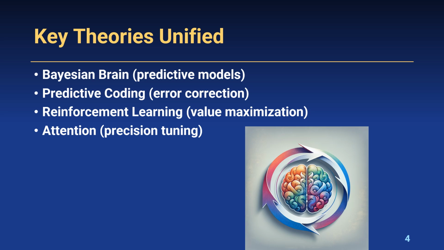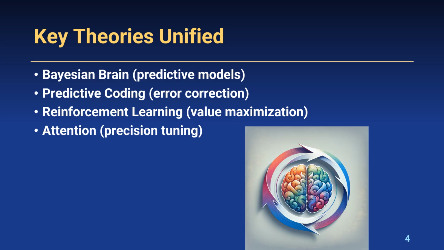Attention is explained by the brain's estimation of precision, or the reliability of prediction errors. Neuromodulators like dopamine and acetylcholine adjust synaptic gain, effectively tuning how much influence certain signals have on updating the brain's internal models. This links attention directly to the free energy framework.